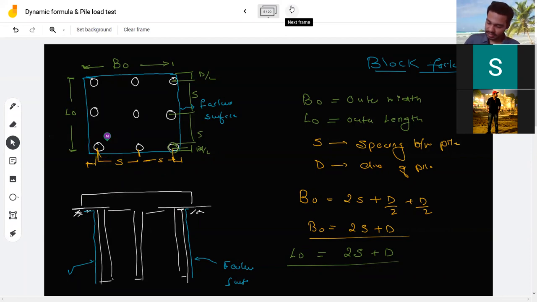How can we find B0? It is S plus D by 2 plus D by 2. How can we find L0? It is S plus S, that is spacing, plus the leftover space, which I added. I got two formulas: B0 equal to 2S plus D, L0 equal to 2S plus D. Don't learn this formula. This is very important, that you don't learn this formula. You should know how to do this inside the sum.